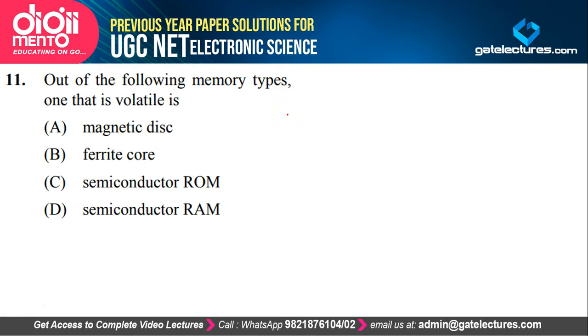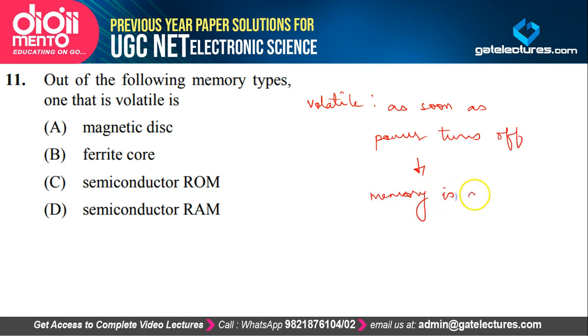So they're asking you about volatile memory. See, first you try to understand what is volatile memory. Volatile memory means as soon as the system is switched off, as soon as power is taken off, you're going to lose that memory. Memory is gone. Volatile means it will disappear, it will go away. Non-volatile means even if you switch off power at random, memory is going to stay. Memory does not go.